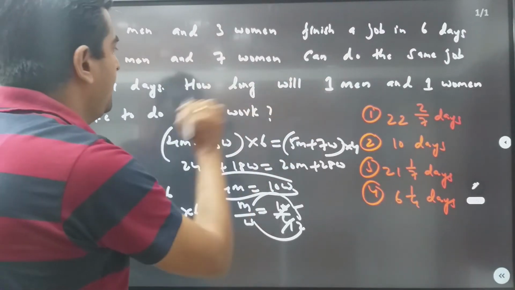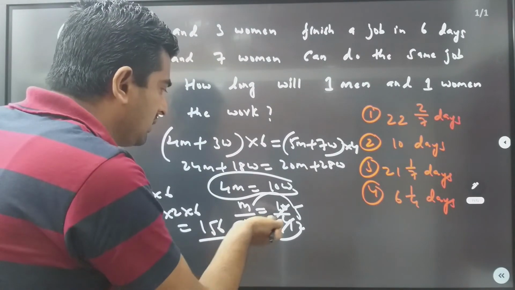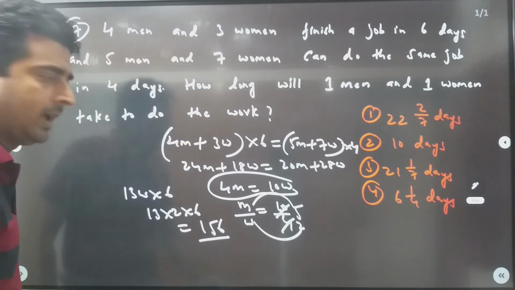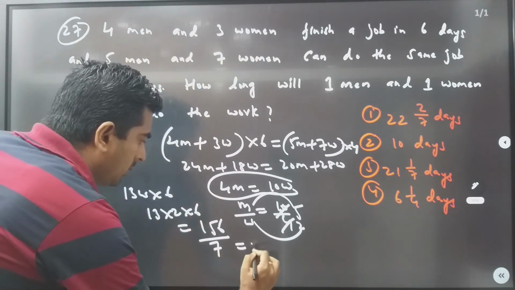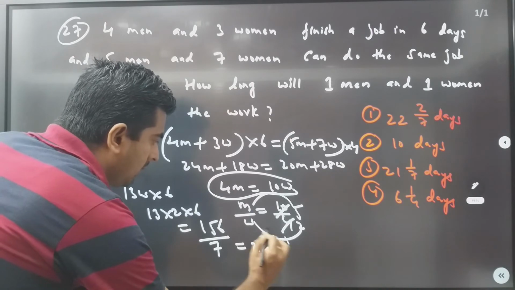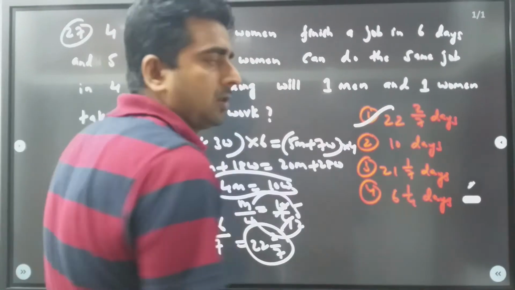What are they asking? How long will one man and one woman take to do the same work? One man efficiency is how much? 5. One woman is how much? 2. 5 plus 2, 7. So 156 by 7 days, 22 2 by 7 days. My answer is first option.